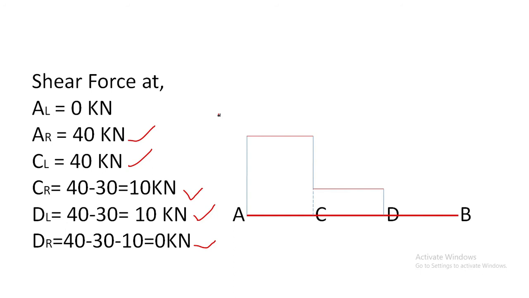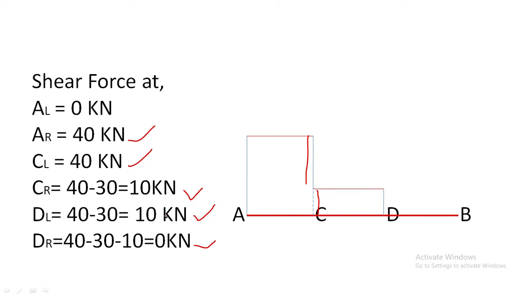Now draw the shear force diagram. While drawing the shear force diagram, first draw the baseline A, C, D, B. Now the value of A of left is 0. A of right is equal to 40 kilonewton, which means you should draw a vertical line of 40 kilonewton. Then C of left is equal to 40 kilonewton and C of right is equal to 10 kilonewton. The dotted line shows the value of 10 kilonewton. The full line shows the value of 40 kilonewton.